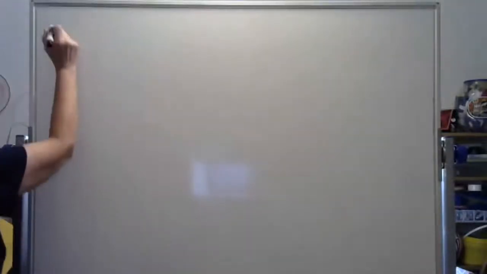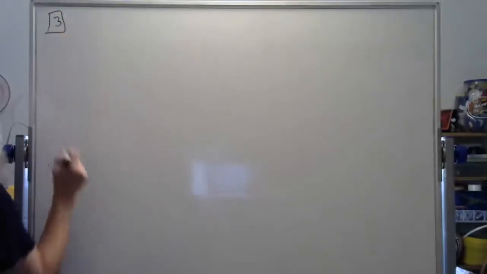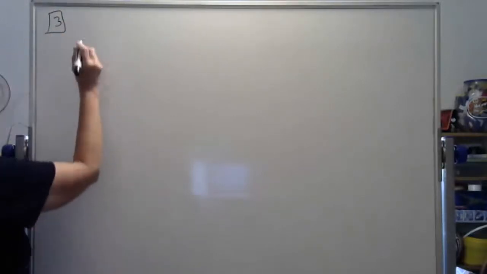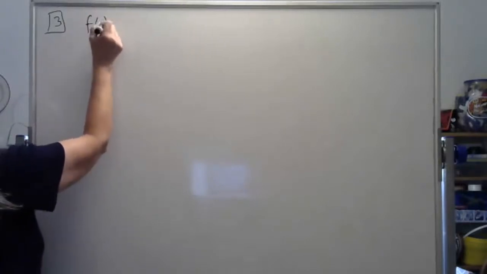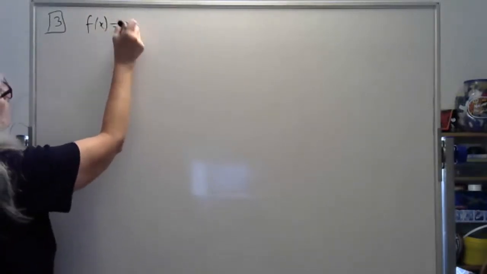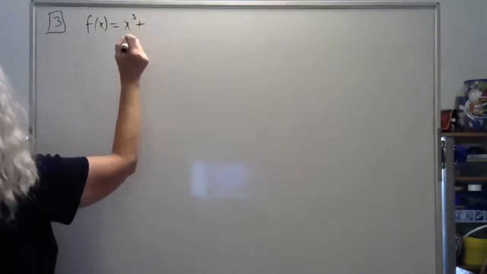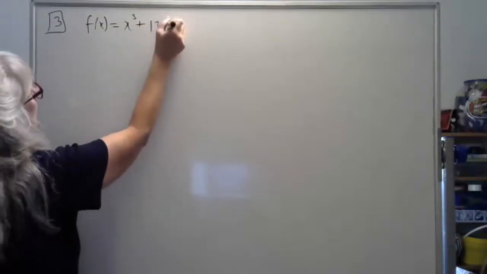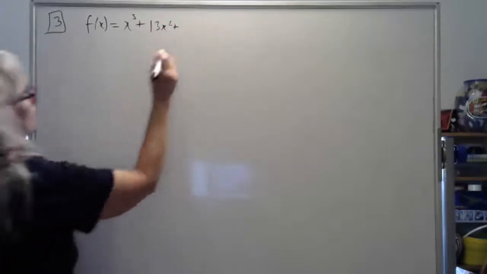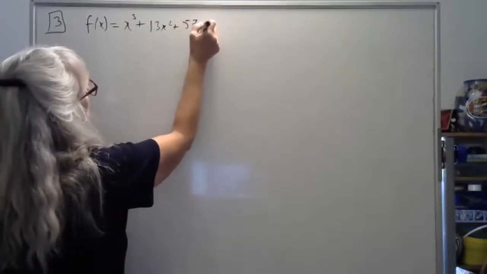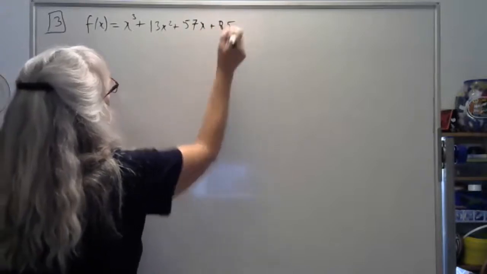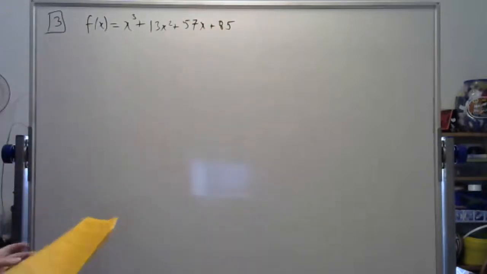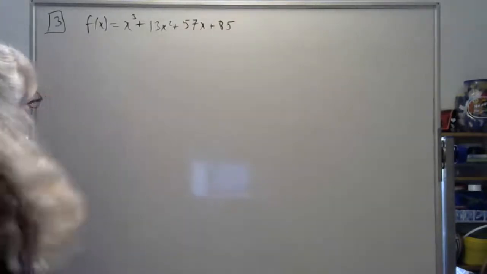So example 3 tells us to find the complex zeros of the polynomial function f of x equals x to the third plus 13x squared plus 57x plus 85. So x cubed plus 13x squared plus 57x plus 85. I'm going to find all the zeros and then write f in factored form. So this goes right back to where we were yesterday at the end of the class.